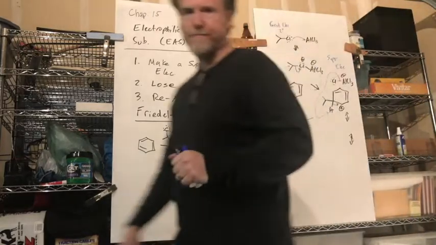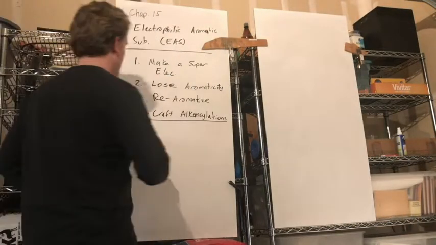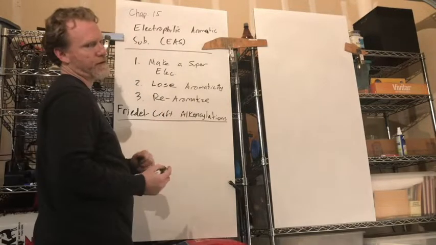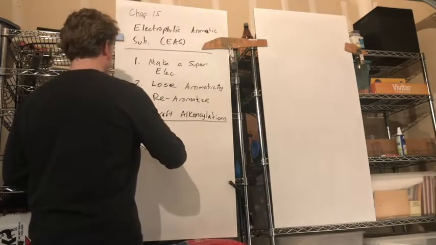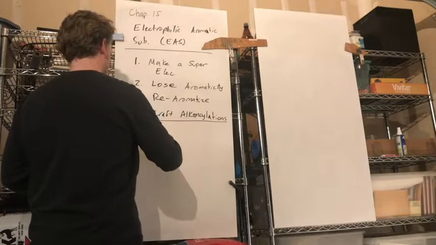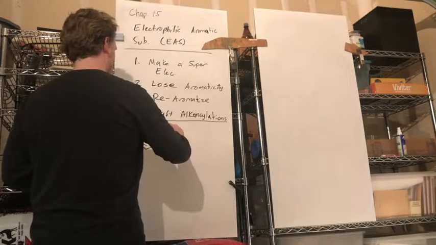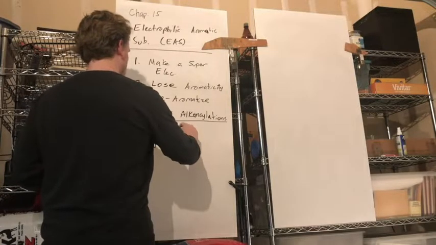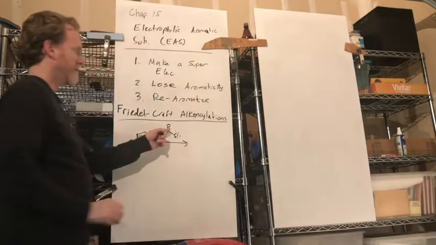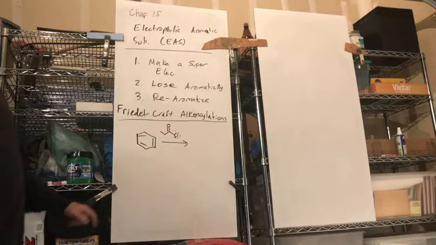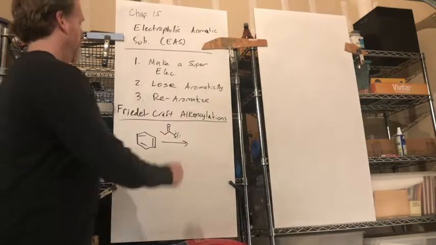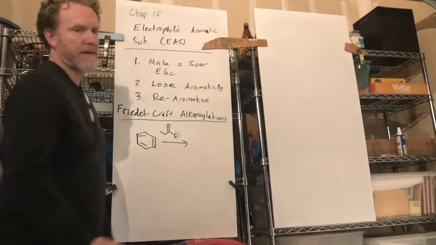Okay, one last one. Last we have Friedel-Crafts alkylations, or sometimes it's referred to as acylations. This one's going to make ketones for us. So I can have, you need an acid chloride, and I can have any number of carbons there. I need at least 2 carbons. Can't have a hydrogen here, it doesn't work. But you can have 3 carbons, 4, 5, whatever.